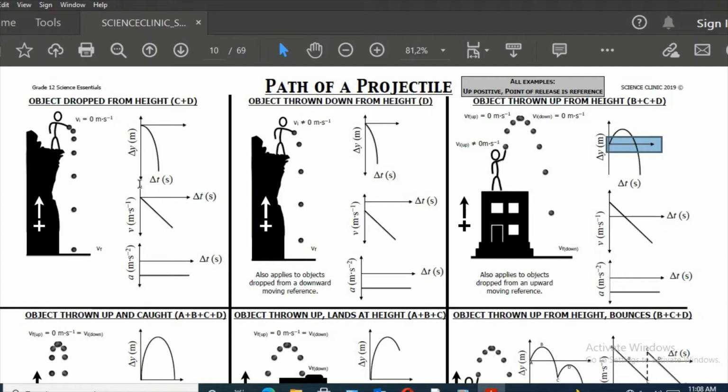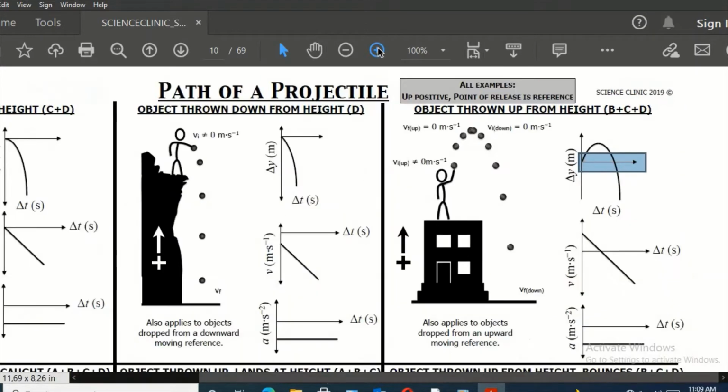This is how we would draw the position-time graph. We have our change in y on the y-axis and the change in t on the x-axis, and you see this graph is like half of a parabola. It's almost like a parabola, but only half of it is showing. And then this is how you would draw the velocity-time graph. The initial velocity of this graph would be 0.